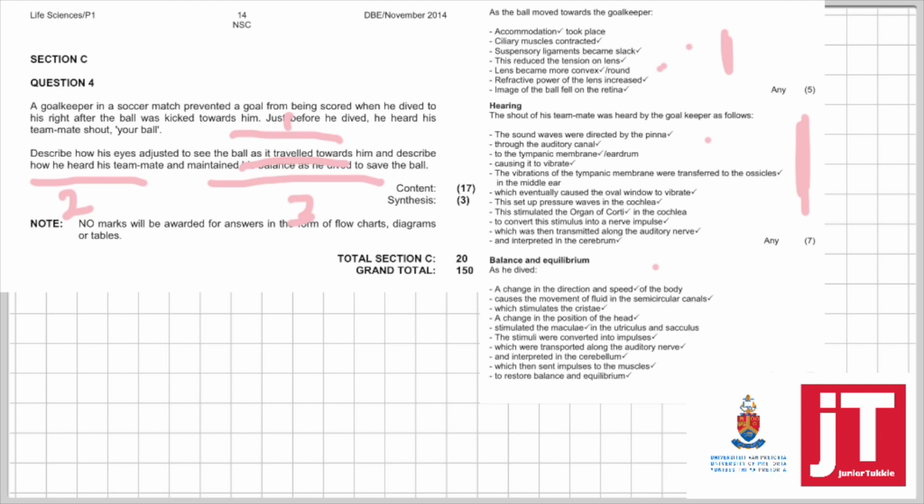As a change in direction and speed of the body caused the movement of the fluid in the semicircular canals, it stimulated the cristae. Right, that's the one. A change in the position of the head stimulated the macula in the utriculus and the sacculus. The stimuli were converted into impulses, which were transported along the auditory nerve and interpreted in the cerebellum, which would send impulses to the muscles to restore balance and equilibrium.